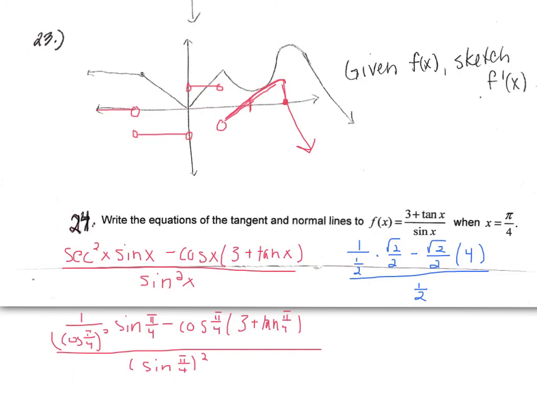So then we'll get 2, so this is just a 2, so that will just be a root 2 minus a 2 root 2, divided by 1/2, so that's really times a 2. So we'll get 2 root 2 minus 4 root 2, which is a negative 2 root 2. So that is the slope of our tangent line.